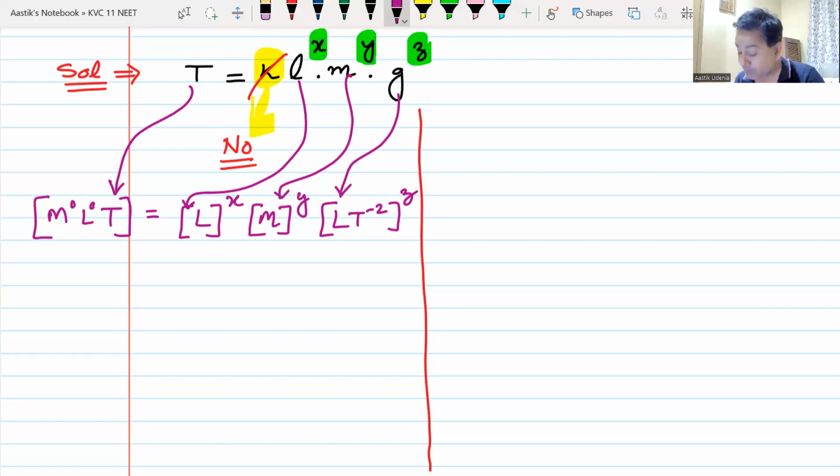So what I do is collect all the terms of mass together, all the terms of length together, and all the terms of time together. On the left hand side, though, I don't have to do this because they're already together. So on the left hand side, I have M0, L0, and T1, or T. On the right hand side, let us collect the terms of all these quantities. How much power will come on M? There's only one term of M, which is M raised to the power y, and therefore it will be simply M raised to the power y.